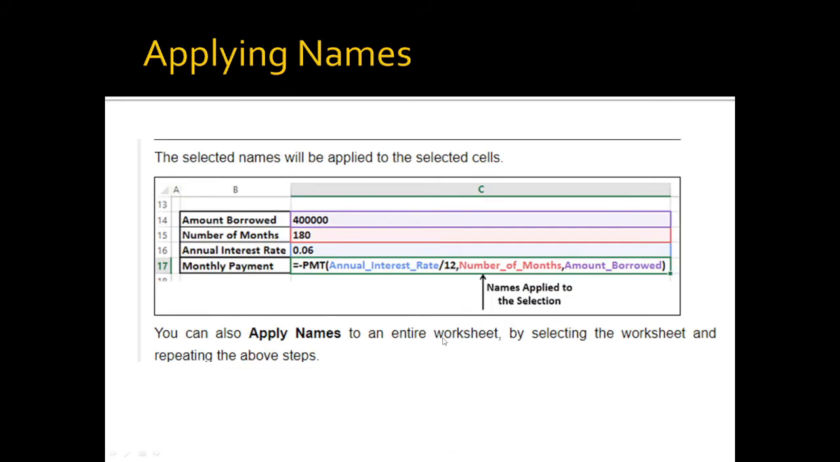So the selected names will be applied to the selected cell. So this will be now the appearance of our formula. So names apply to the selection. You can also apply names to an entire worksheet by selecting the worksheet and repeating the above steps. So the same step, but we select the whole worksheet.